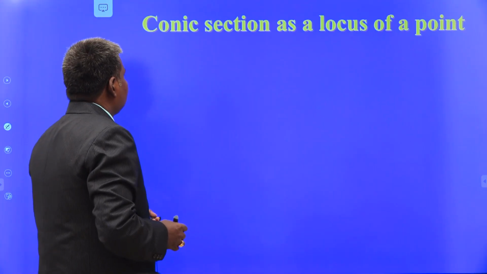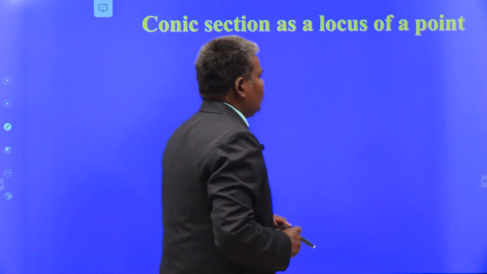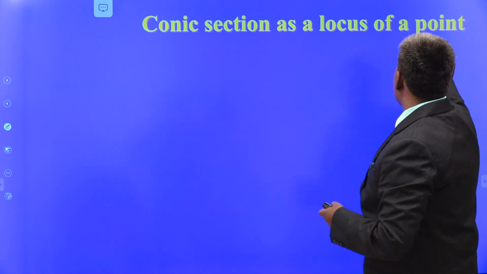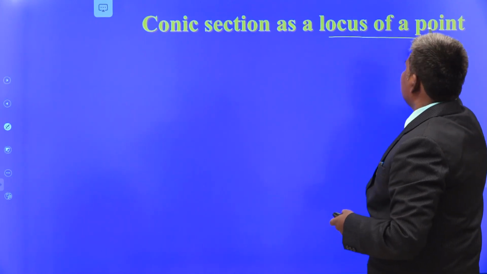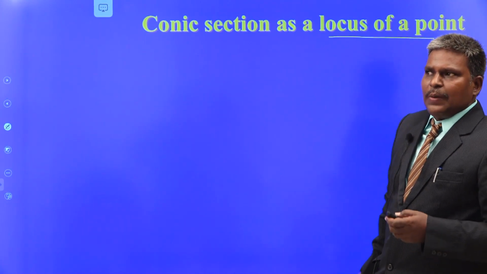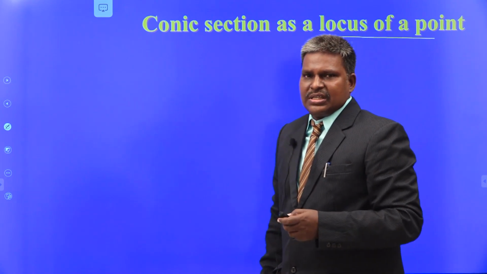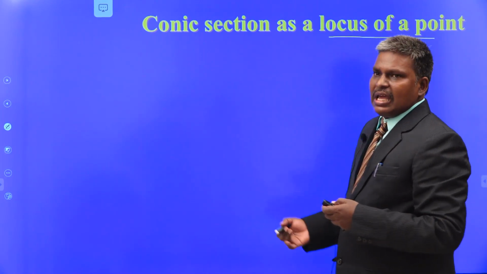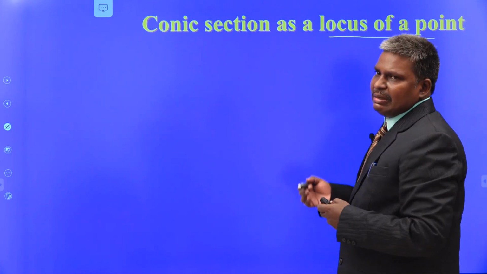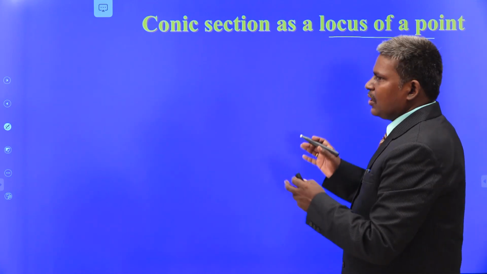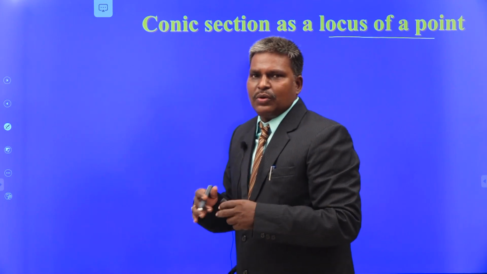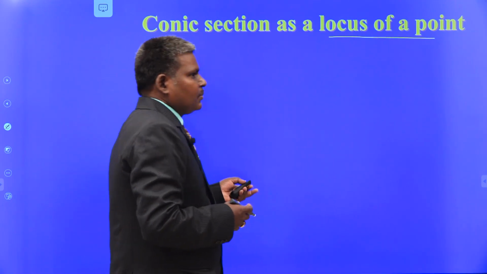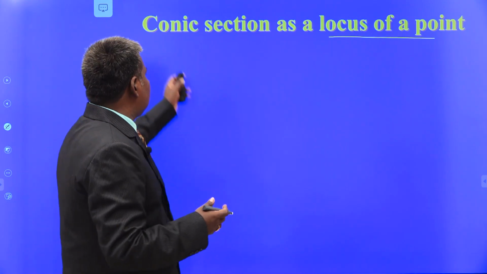Now, conic section as a locus of a point. Let us see this one. How do we define it? Up to now we have seen what conic sections are, obtained by cutting a cone with a plane, and the importance of conic sections. Now, once we have some concept, we have to generalize it. We develop that subject through algebra. How do we define the conic section algebraically?